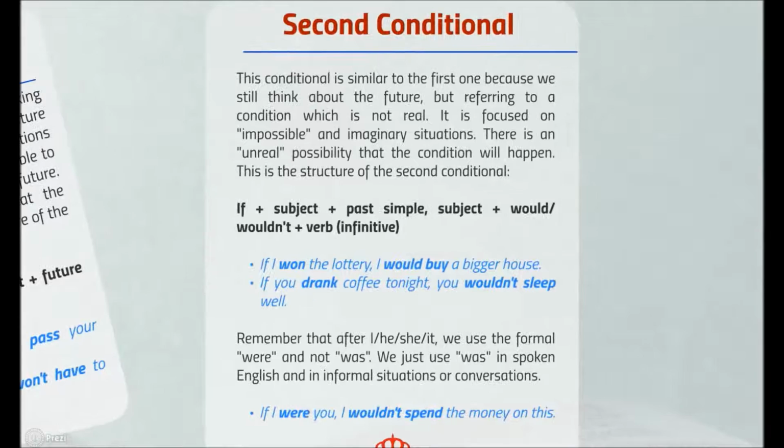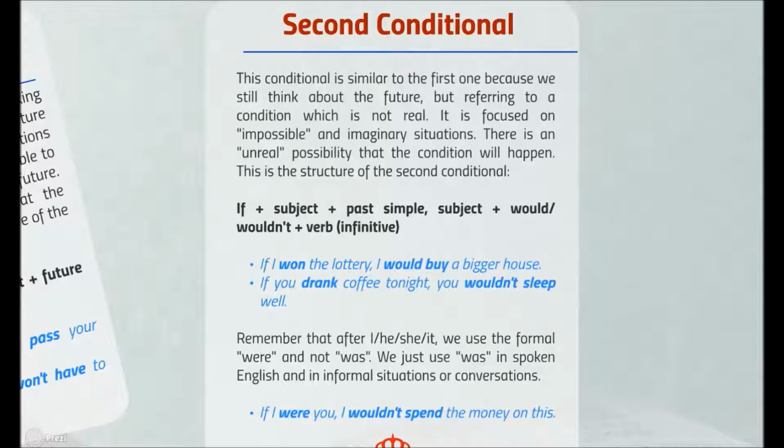Now, second conditional. This conditional is similar to the first one because we still think about the future, but referring to a condition which is not real. It is focused on impossible and imaginary situations. There is an unreal possibility that the condition will happen.